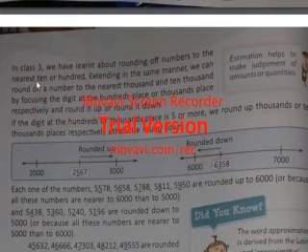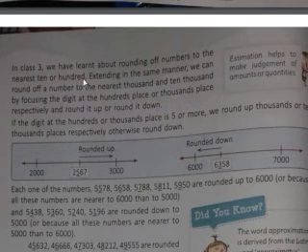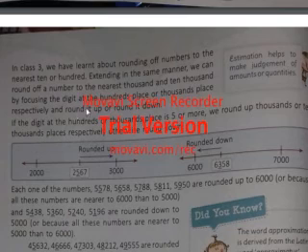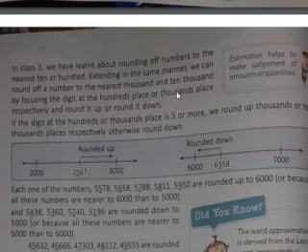So students, you can see over here it has been written: in class 3 we have learnt about the rounding of numbers to the nearest 10 or 100. Extending in the same manner, we can round off a number to the nearest 1,000 and 10,000 by focusing on the digit at the hundreds place and thousands place respectively, and round it up or round it down. So round it up and round it down means what?